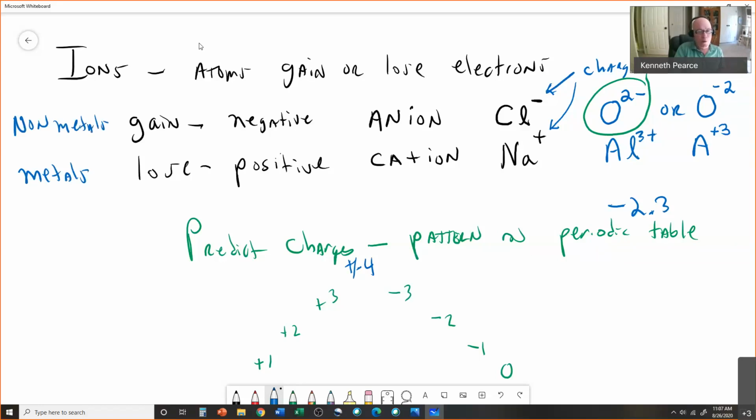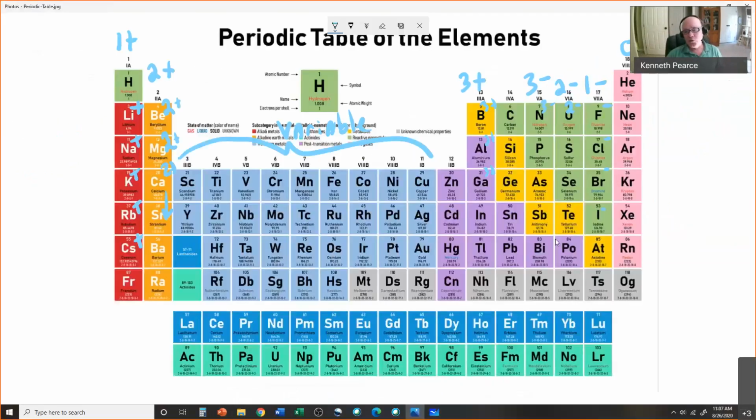Usually, metals generally lose electrons to become cations, and nonmetals usually gain electrons to become anions. To remind you, if you look at the periodic table, where are our metals and where are our nonmetals? Everything to the left of that yellow zigzag line is a metal. These are all metals, and they generally become positively charged. And everybody here in green and pink is a nonmetal.